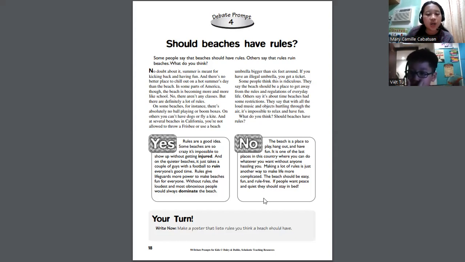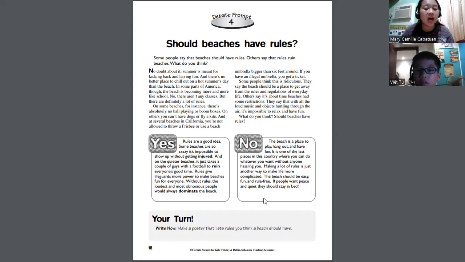So your turn. Can you make a poster that lists rules you think a beach should have? I will explain it to you. A poster with words or a rule that you want to make for a beach. What rule do you want a beach to have? It's don't play loud music. All right. So don't play loud music on the beach. That's it, right?